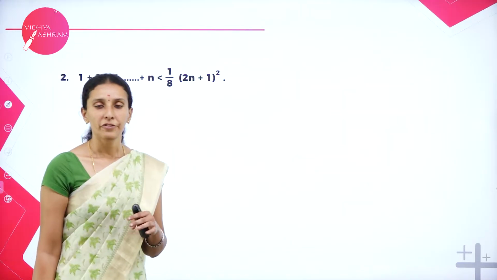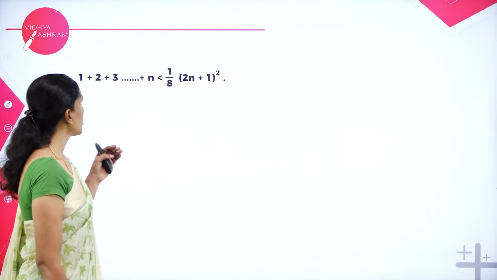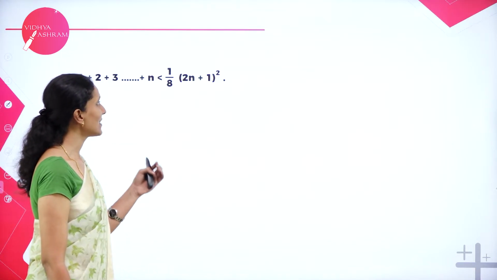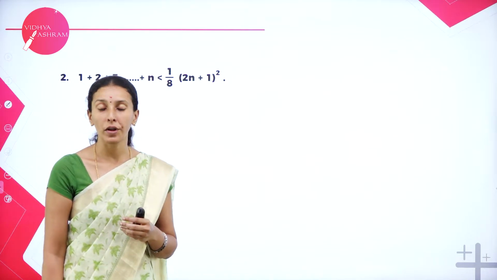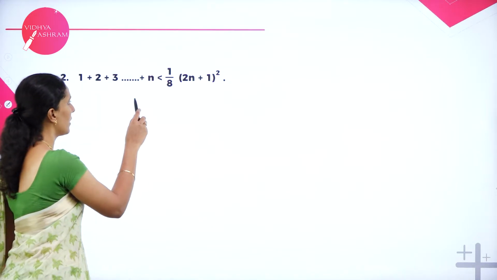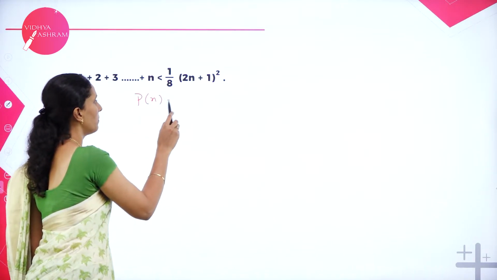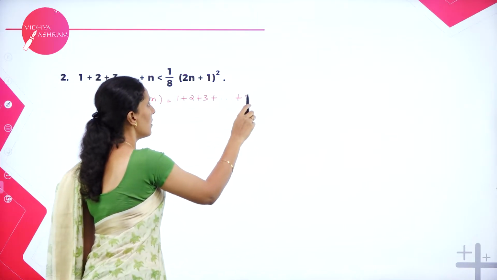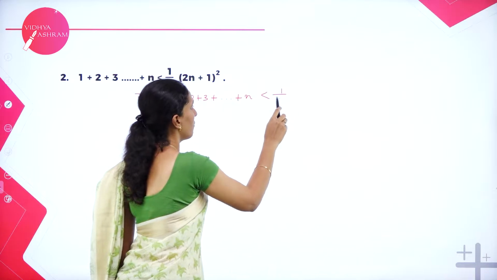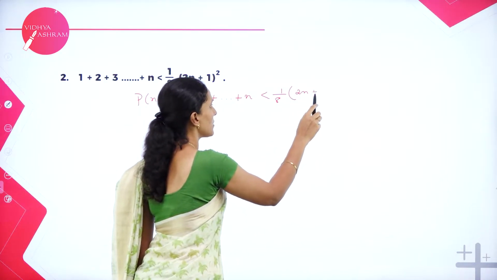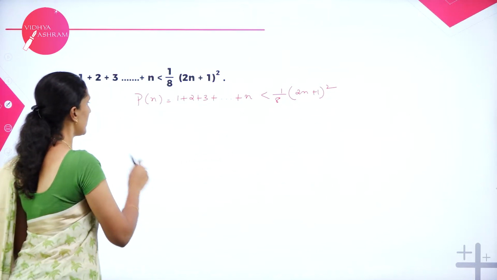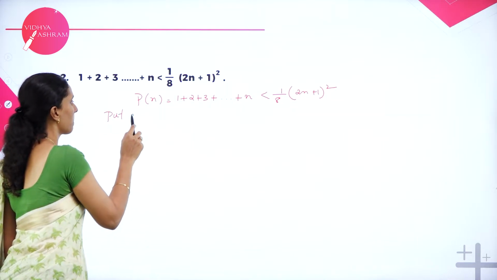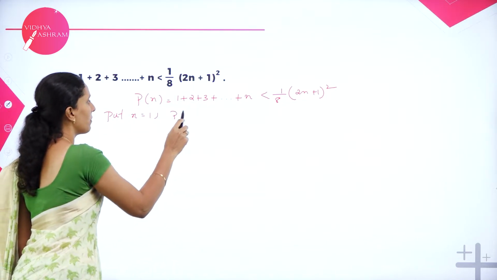Next question. So we have a statement: 1 plus 2 plus 3 plus up to n is less than 1 divided by 8 into (2n plus 1) whole square. So let us take p of n is equal to 1 plus 2 plus 3 plus etc. plus n is less than 1 divided by 8 into (2n plus 1) whole square. Put n is equal to 1. Then what happens for p of 1?